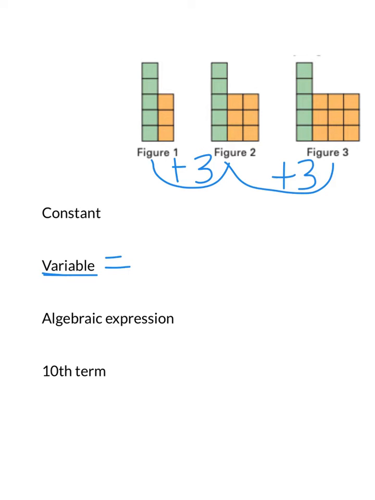So my variable is going to be 3n. Each time I move to a new figure, I'm multiplying the term by 3.